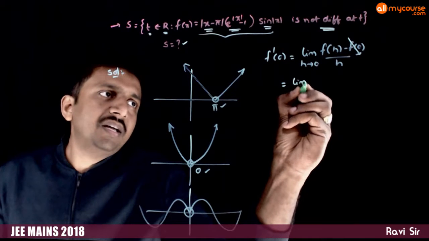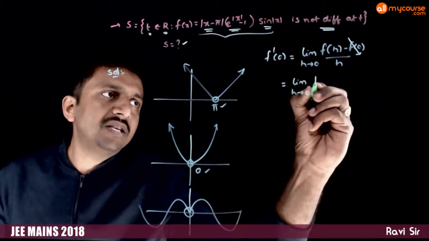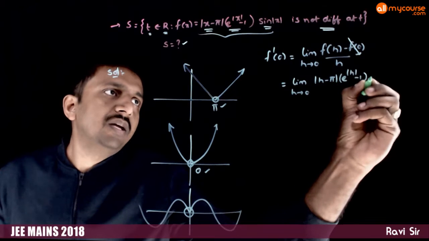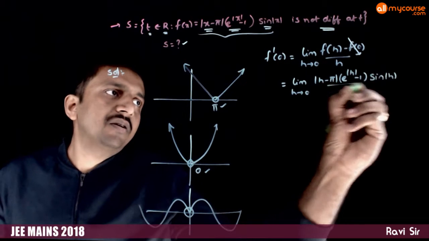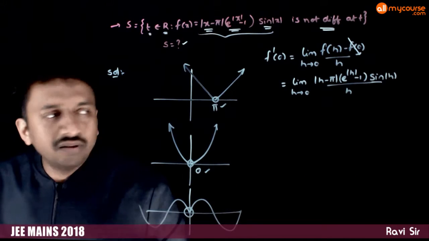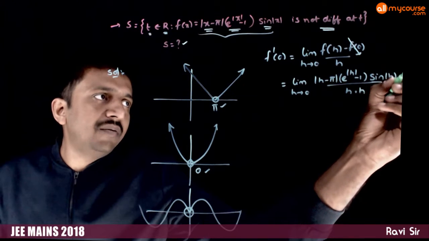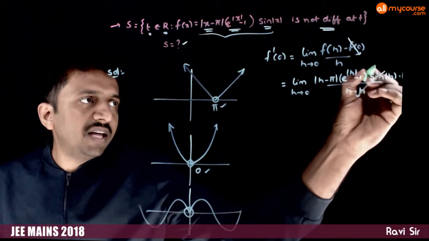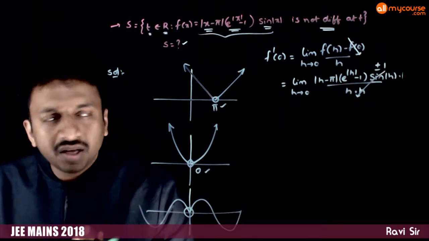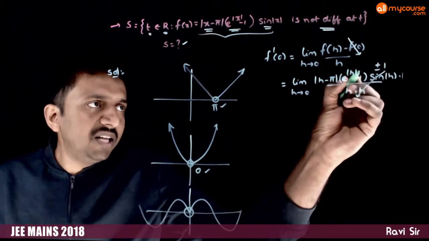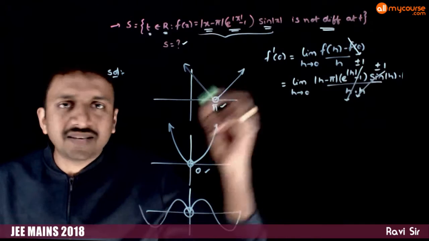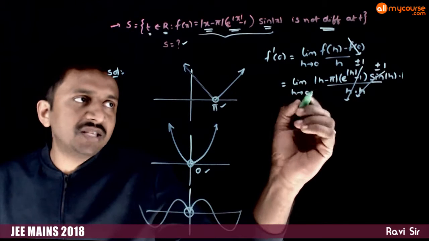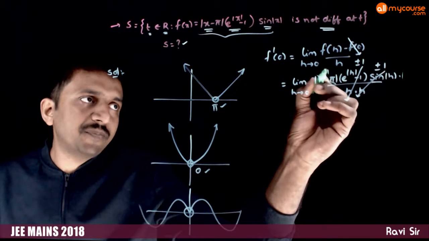So the limit as h tends to 0, where f(h) is |h - pi| times e^(|h| - 1) times sin|h|, divided by h. What I do is I multiply and divide with an extra |h|. As h tends to 0, sin|h|/|h| will be either plus or minus 1 depending on which neighborhood we are seeing. Similarly, (e^|h| - 1)/|h| is also plus or minus 1 depending on where we are in the neighborhood. And |h - pi|, as h tends to 0, tends to pi.